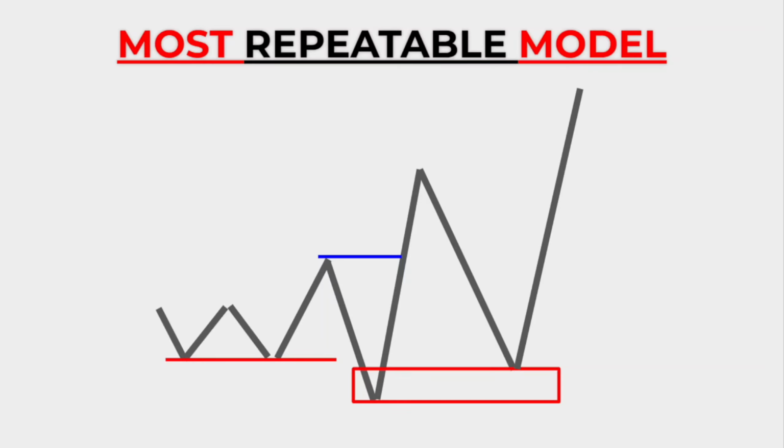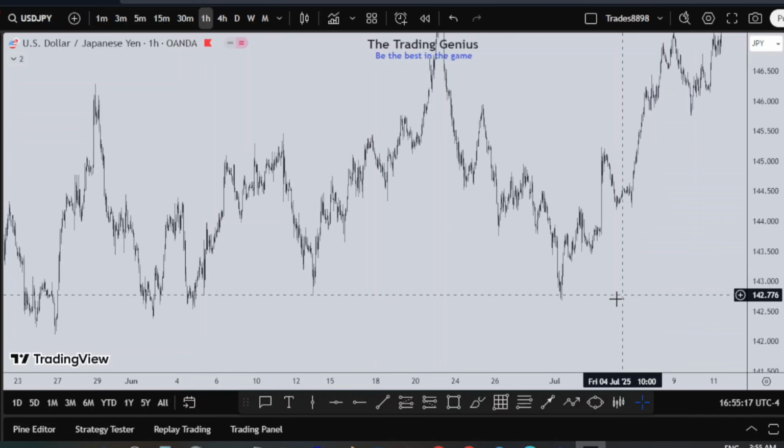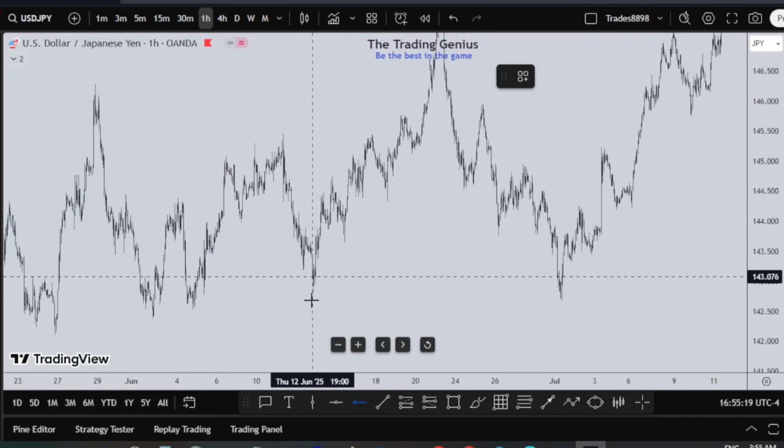This is the most repeatable model that I use every single day, and I'm going to show you how to find it and to actually trade it. Let's go. So here on the hourly time frame, we can start by looking at this low.